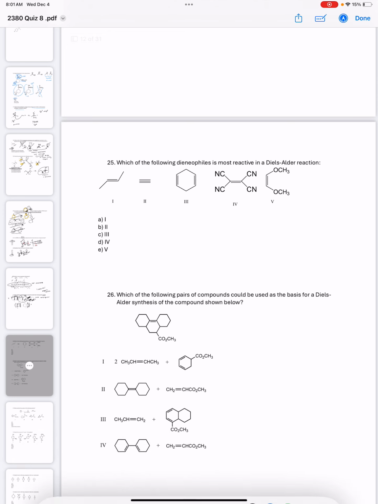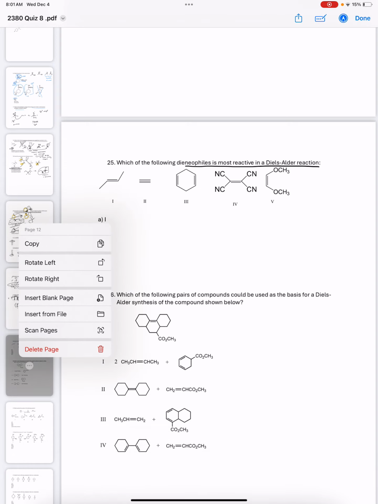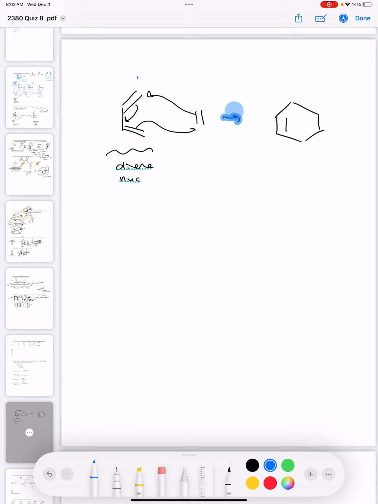Okay, which of the following dienophiles is most reactive in a Diels-Alder? So a Diels-Alder reaction, I'm going to add in a page. A Diels-Alder reaction looks like this. Basically this diene acts as the nucleophile. So it attacks, and then this thing will come and attack here, and then this bond will move over, and you end up with this structure. Now I always like to number 1, 2, 3, 4 come from the diene, and then 5 and 6 come from the dienophile.